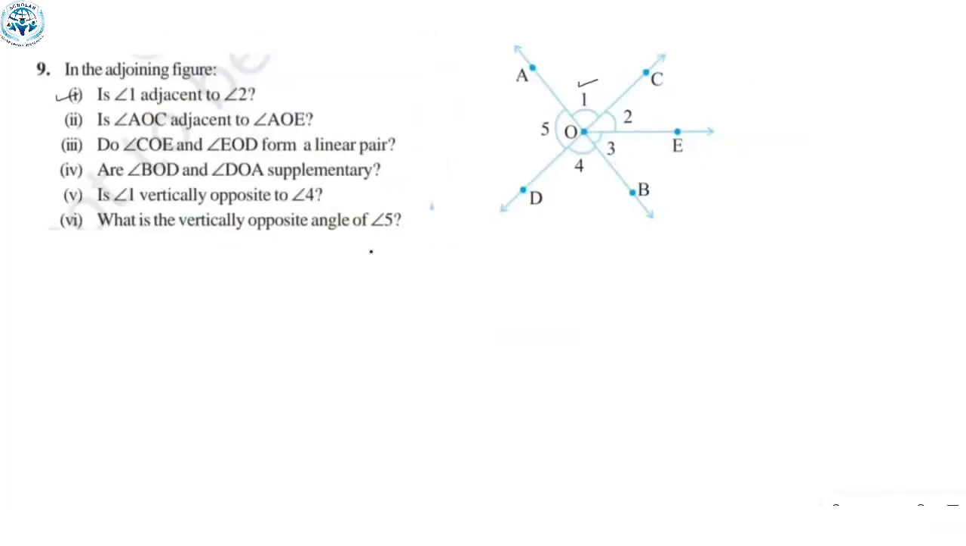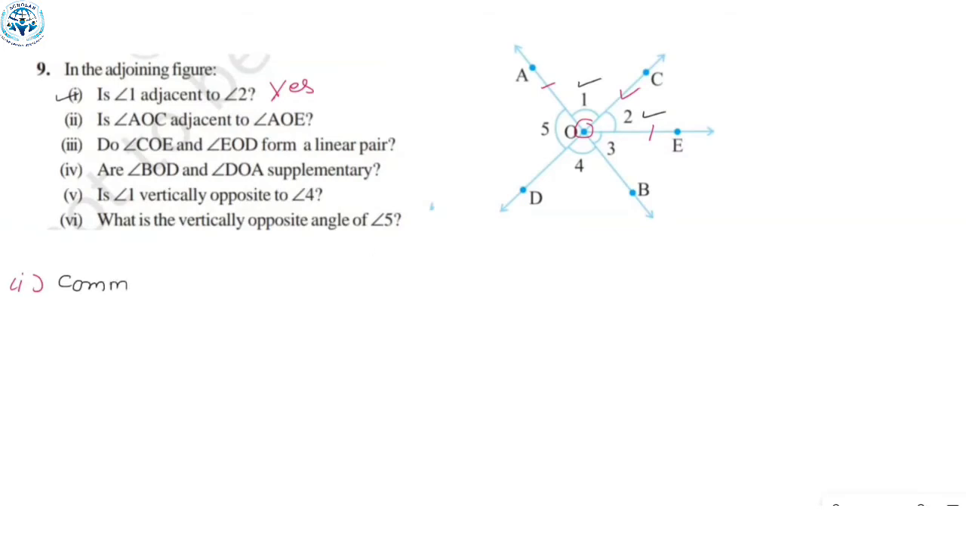Question number 9. In the adjoining figure, is angle 1 adjacent to angle 2? You can see both the angles have a common vertex, a common arm, and two non-common arms on the opposite sides of the common arm. All the three conditions are satisfied. So the answer is yes, angle 1 is adjacent to angle 2.